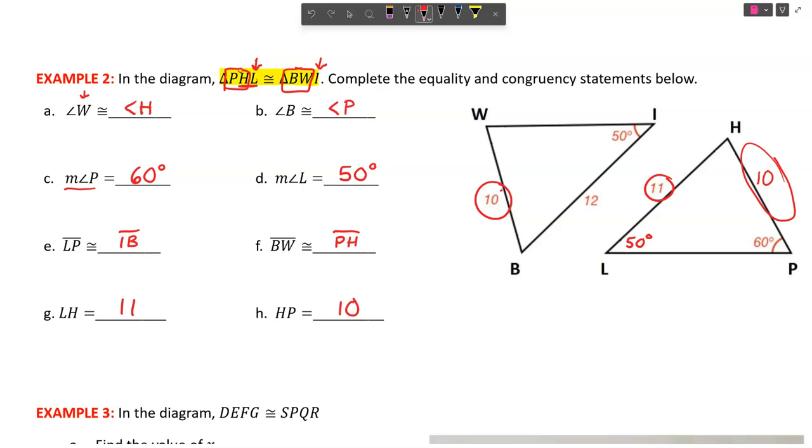So for congruence problems, you need to give me the name of the corresponding part. For equals, I want the actual measure of what that shape is going to be.